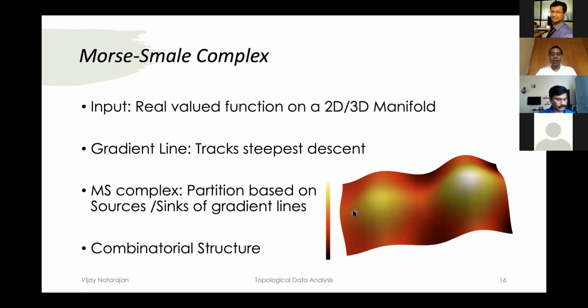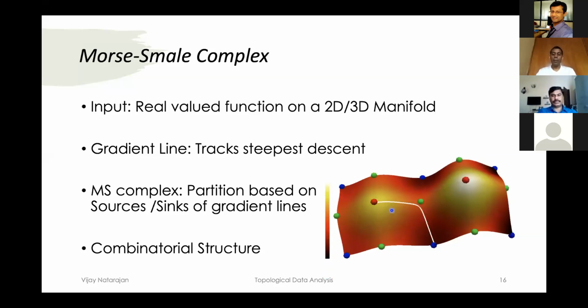This is a real valued function. The function values are mapped to color, low to high, right? And so low is red and high is yellow or golden. So you can see that the function is very simple here. There are two maxima, right? And they are already represented here using the red dots. The function has multiple minima, which are represented using the blue dots.